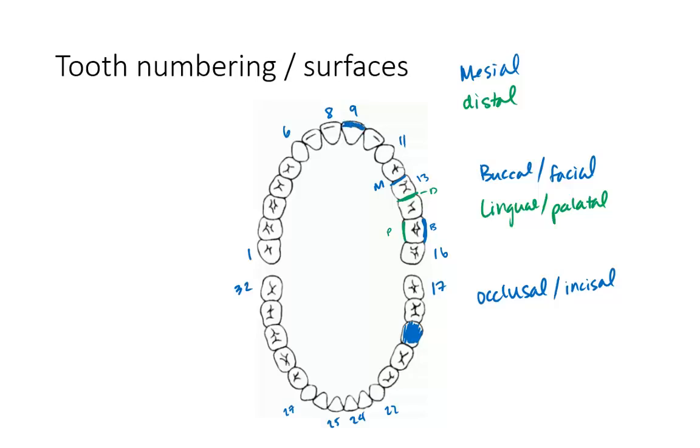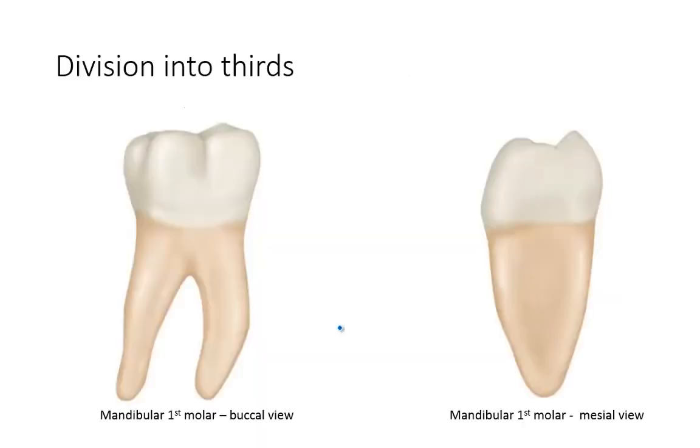So that's going to be tooth numbering and surfaces. Teeth are divided into thirds. That way when we start talking about things like contact points, we can accurately describe where the contact point is, or at least more accurately. The way it works is we divide the crown and the root separately. We'll start off with the root because it's easier.